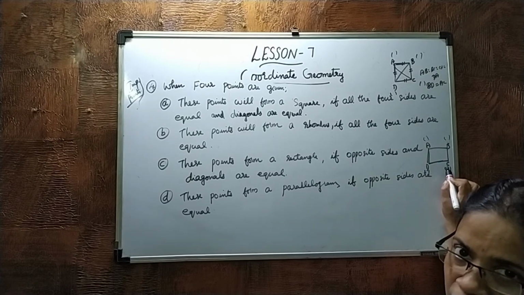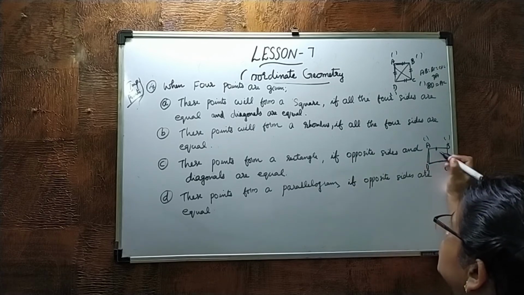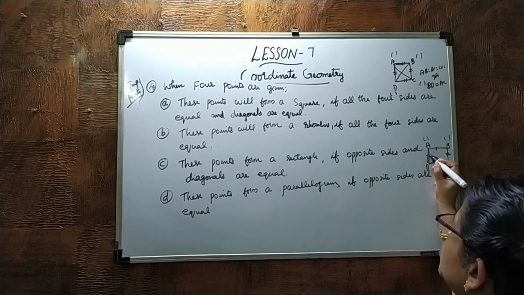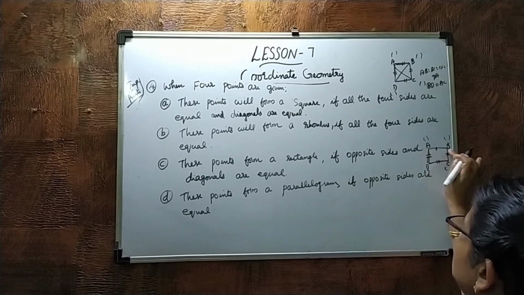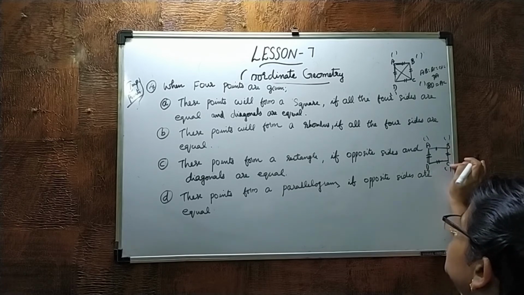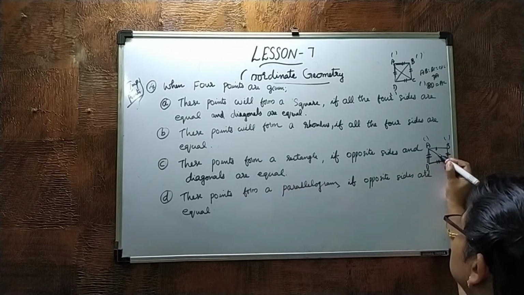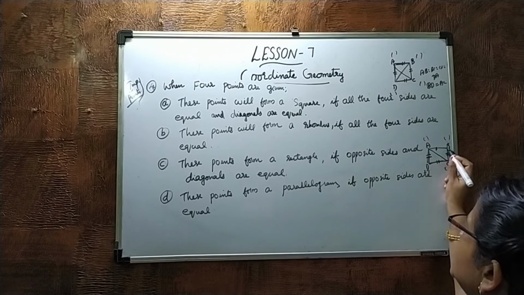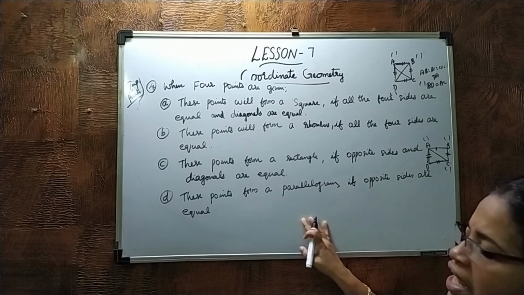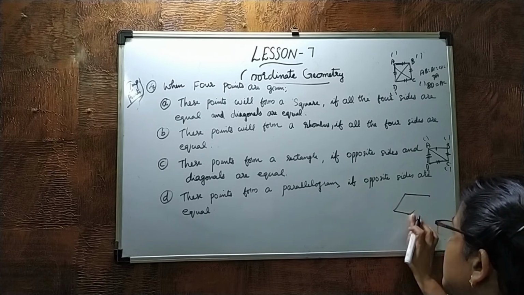Clear? Otherwise BC should be equal to AD. Opposite sides should be equal. AB should be equal to CD and BC should be equal to AD. Clear? So the distance between AB should be equal to CD, the distance between BC should be equal to AD. And diagonals are equal. Again, you have to find out the distance between A and C and B and D. Then it should be equal. After that, a parallelogram is formed if opposite sides are equal. That also you have to find out, whether these two sides are equal or not.